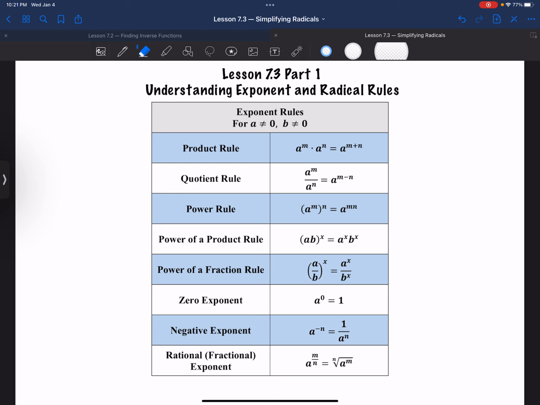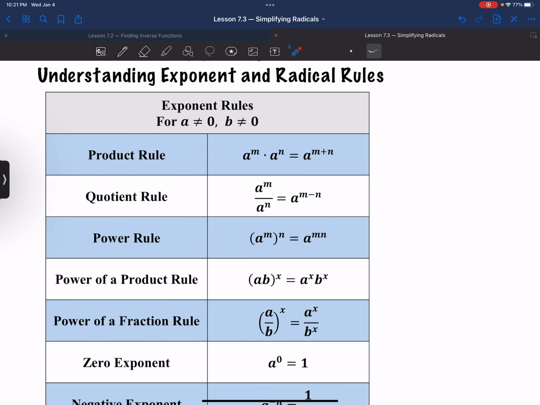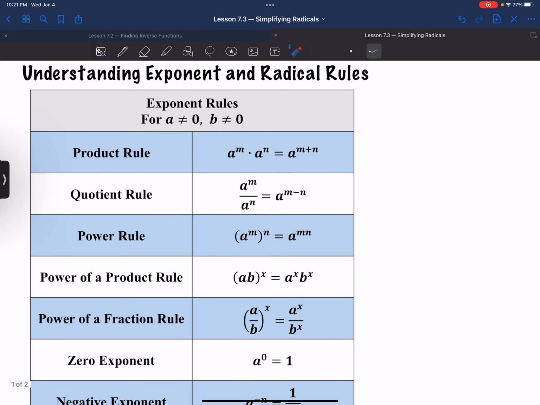Okay, so let's officially start here with the product rule. So the product rule says, and notice one condition for all these exponent rules, I'm assuming a and b aren't 0. It's not necessary for every single rule, but some of the rules need that condition, so we just put that there so we don't get in trouble. Okay, so looking at this first one, I've got a to the power of m times a to the power of n equals a to the power of m plus n. We've seen this rule before. We've worked with it many times.